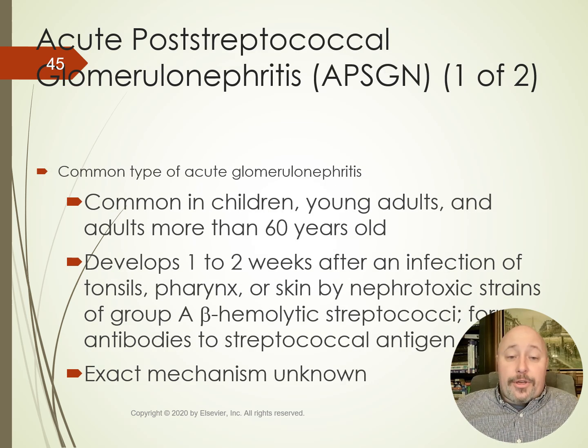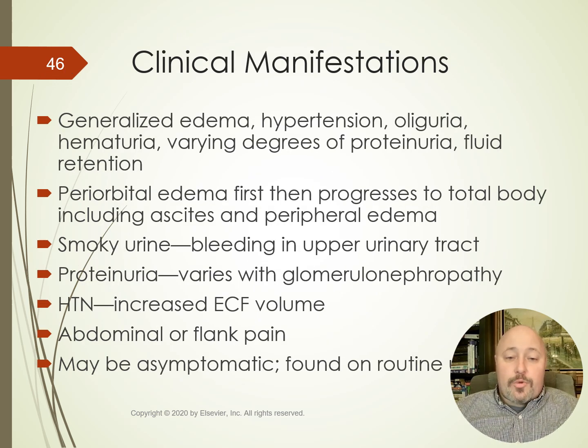Acute post-streptococcal glomerulonephritis is a common type of acute glomerulonephritis, common in children, young adults, and adults more than 60 years old. It develops 1 to 2 weeks after an infection of the tonsils, pharynx, or skin by nephrotoxic strains of streptococci. The exact mechanism is unknown. The clinical manifestations will be generalized edema, hypertension, oliguria, hematuria, and varying degrees of proteinuria or fluid retention.